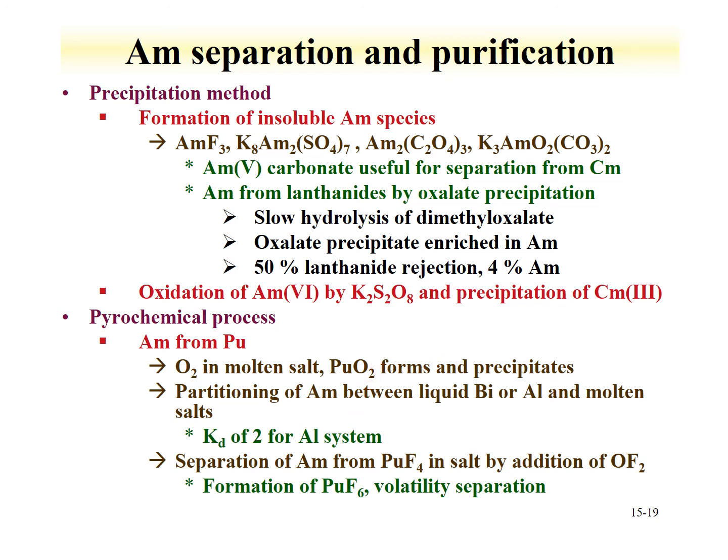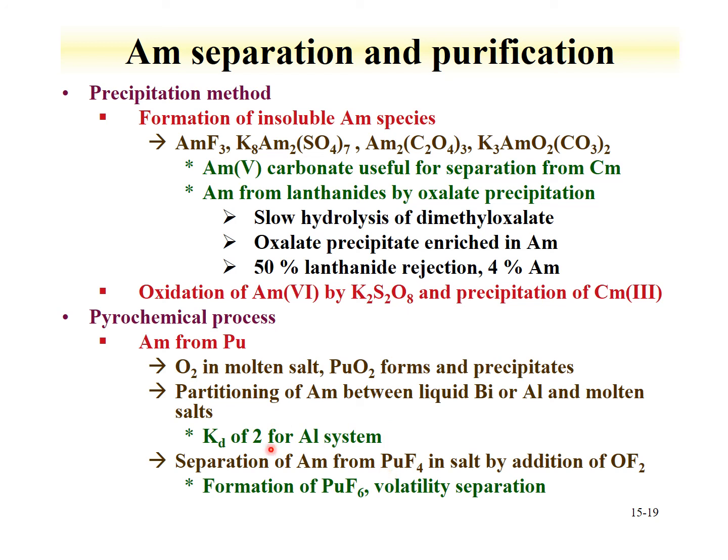And americium can also be partitioned between liquid bismuth or aluminum and molten salts. I think this could be thought of as a solvent extraction system, where the solvents are molten salt and a liquid metal. Distribution coefficients of 2 for the aluminum system have been achieved for americium.